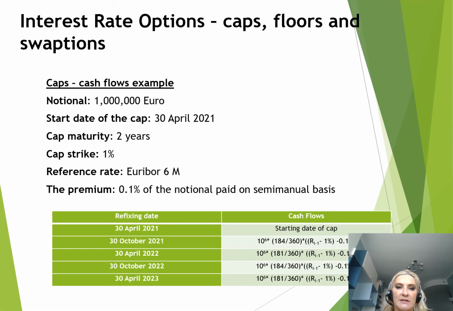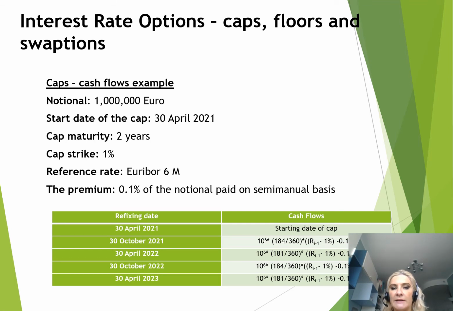You can see that here we have the caps, and imagine the cap with a notional of 1 million euro. The starting date of the cap is 30th of April 2021. The cap maturity is 2 years, and the cap strike is 1%. The reference rate is the 6 month rate, and the premium is 0.1% of the notional, which is paid on a semi-annual basis.